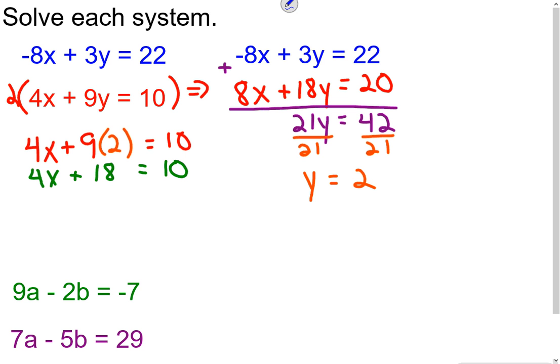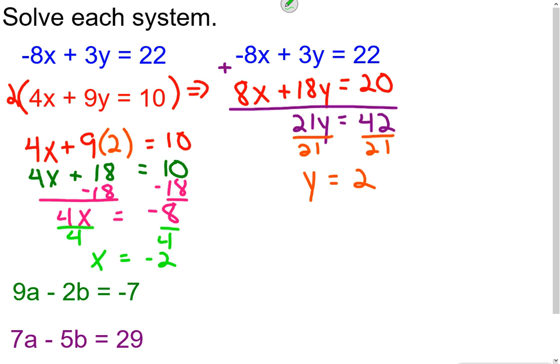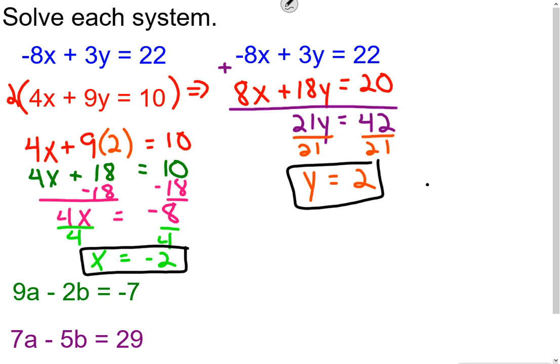I'm going to subtract 18 from both sides. And now I have 4x equal to negative 8. And then last but not least, I'm going to divide by 4 to find out that x equals negative 2. So I've solved that system of equations. I found out that x equals negative 2, y equals a positive 2. I could display that as an ordered pair. So I'd have negative 2, comma 2. Either way to display my solution would be just fine.